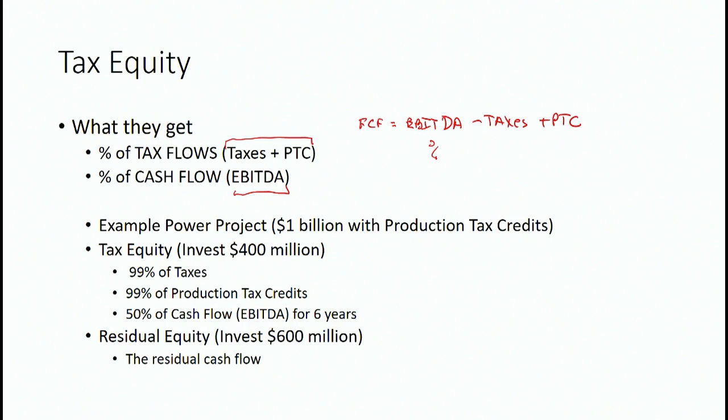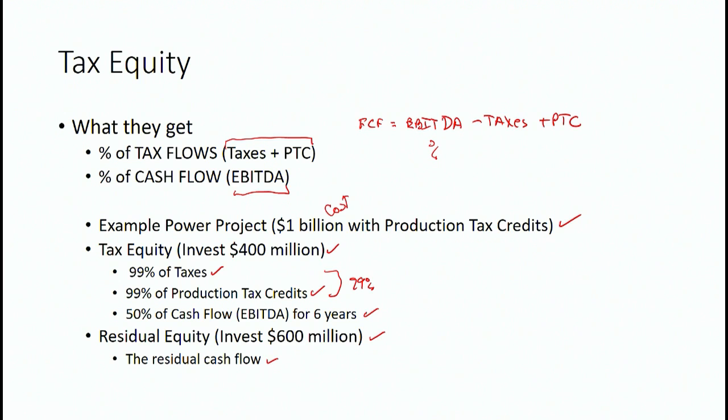So let's look at a specific example that we can use to demonstrate what's going on here. Let's assume we have a power project that has $1 billion in production tax credits, with production cost of $1 billion. Tax equity investors are going to invest $400 million, and they're going to get 99% of the tax flows, 99% of the production tax credit. So these two things, 99% of those two things, plus 50% of the equity cash flows, EBITDA, for 6 years.